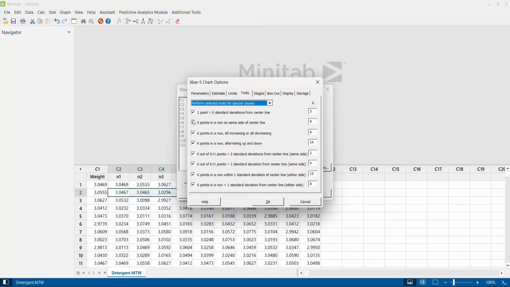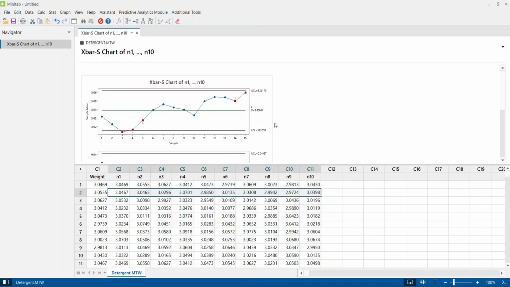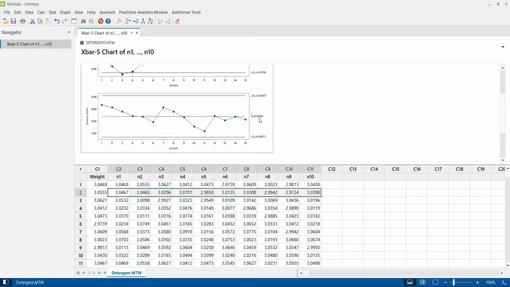So I have put a check mark on all these options. Now I click OK. Then I click OK. I get the control chart. Pretty much the same control chart that we saw using the Excel file.